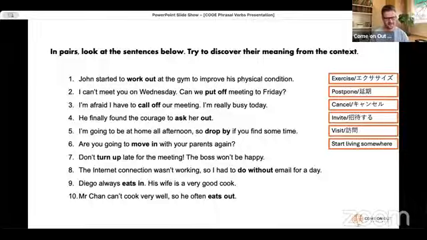Number 7, don't turn up late for the meeting. The boss won't be happy. Turn up. This one is not very easy. But I want you to take a few seconds, write down what do you think is the meaning of turn up.